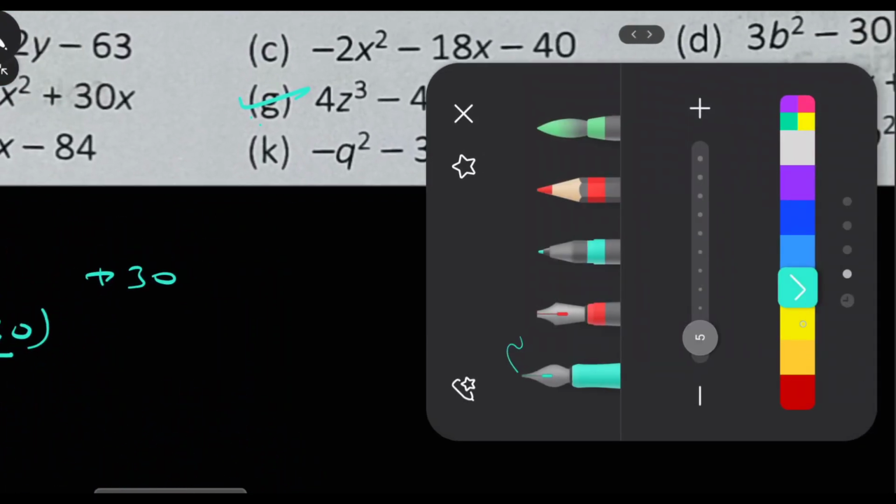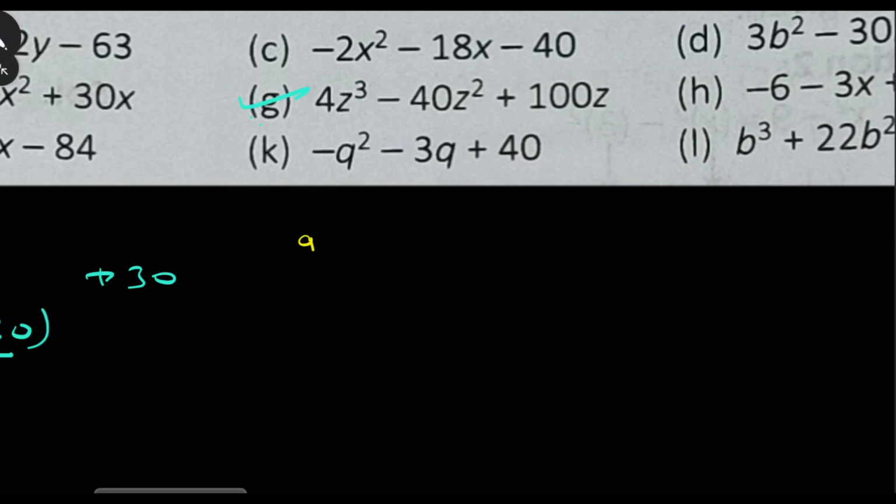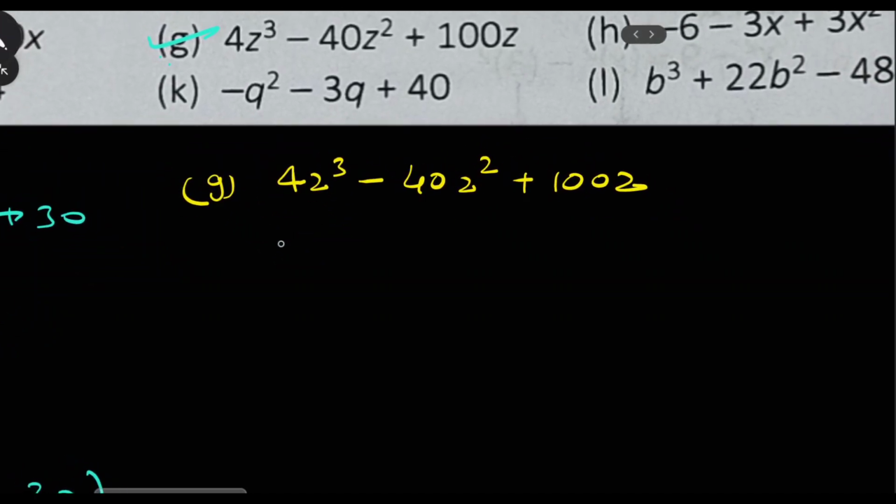So question number G is saying that 4z cube minus 40z square plus 100z. Okay, now make it a quadratic first. So taking z and 4 also common there. So 4z common, you will be left with z square minus 10z plus, and here will be 25.